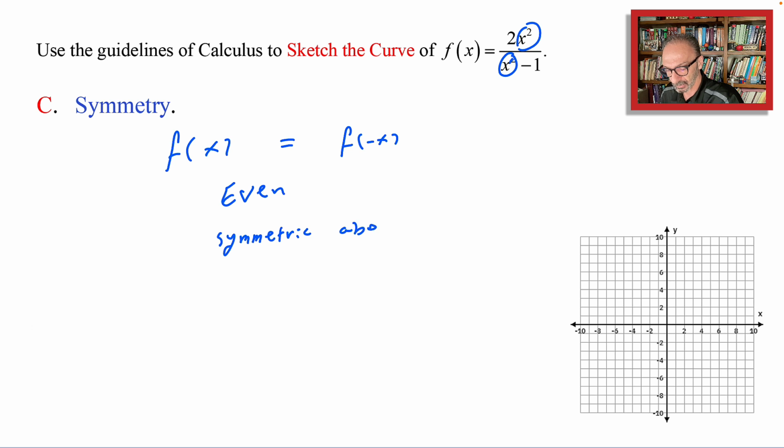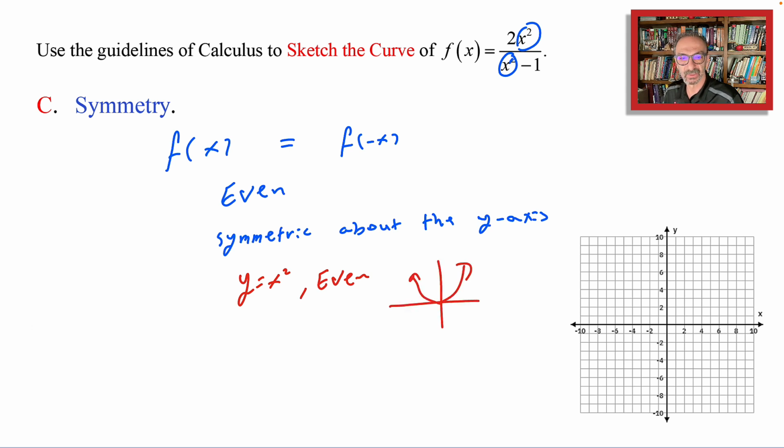about the y-axis. That's even functions. You could go back to the function y equals x squared, which is an even function, and the graph is symmetric about the y-axis. Knowing symmetry is one of the key factors to graph.